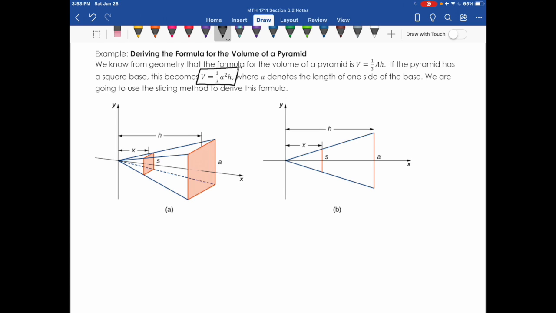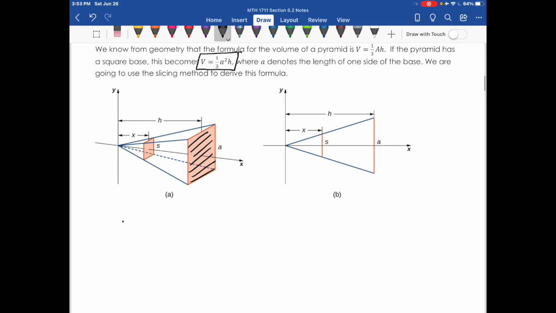And so now let's go ahead and use the slicing method to derive this formula. If you look at this picture below, we have a pyramid with a square base, and it's oriented along the x-axis. So the point at the top of the pyramid is along the x-axis, and the x-axis comes through the bottom center of the square of the base.